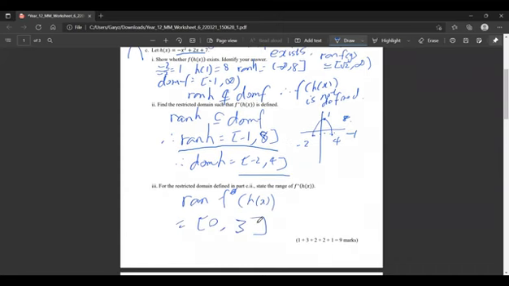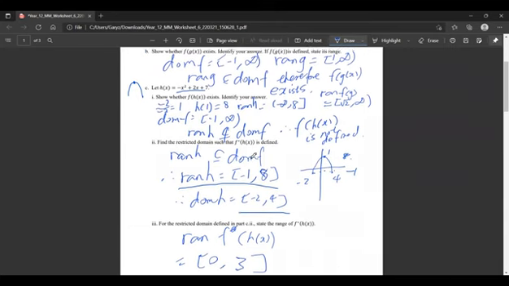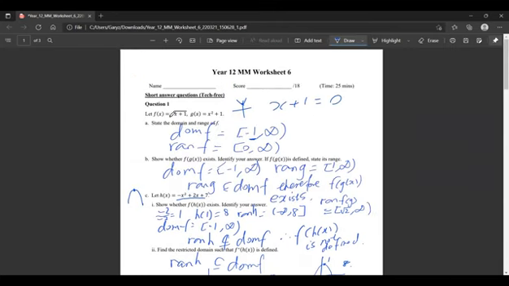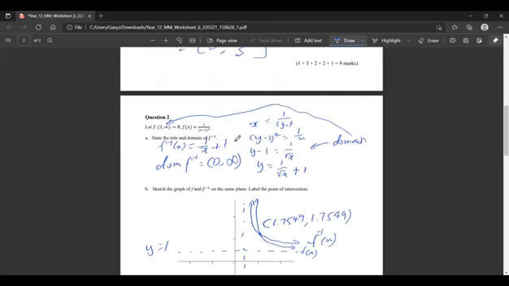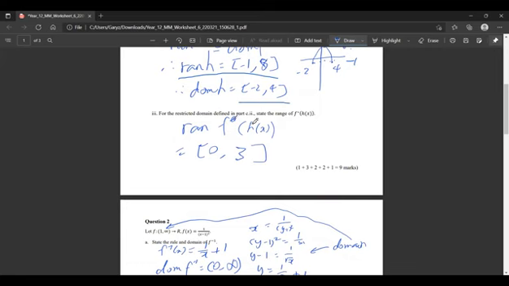And then we just need to state the range. In this case, we know that the range of h, the inner function, is from -1 to 8, so we can just plug that into f of x. f of -1 is 0 and f of 8 is 3. Therefore, the range of f asterisk of h of x is just from 0 to 3.